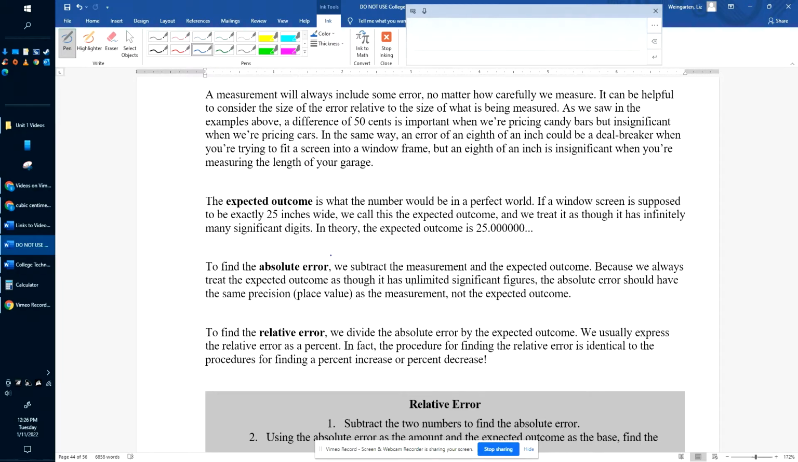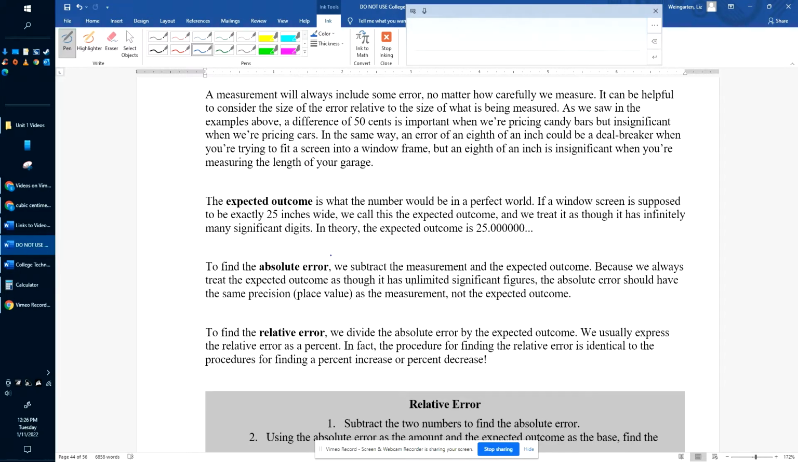So if we're talking about how a candy bar should be exactly 5 inches long, we know that in the real world it's going to vary a bit. But in a perfect world, it should be 5 inches long. Absolute error is the difference between what that candy bar should have been and what it actually is. The relative error is the percent difference.